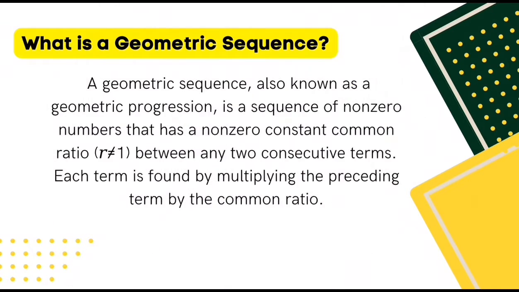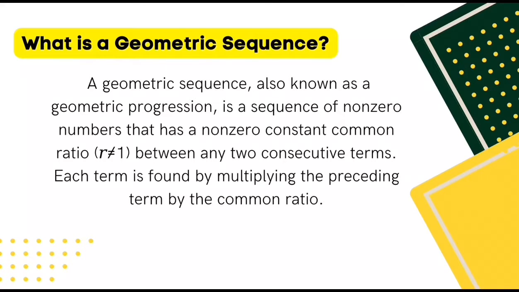That is, a geometric sequence, also known as a geometric progression, is a sequence of non-zero numbers that has a non-zero constant common ratio which is not equal to 1 between any two consecutive terms. Each term is found by multiplying the preceding term by the common ratio.